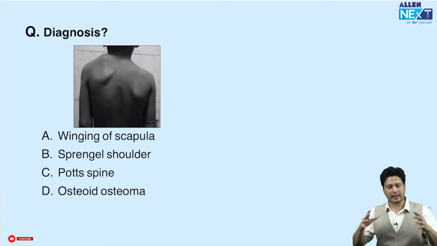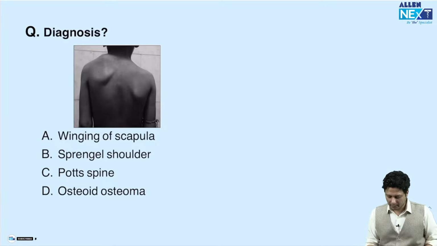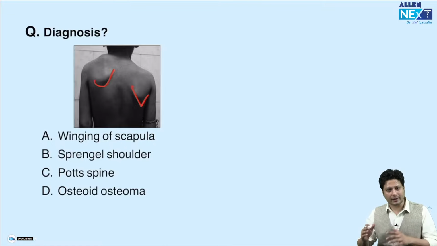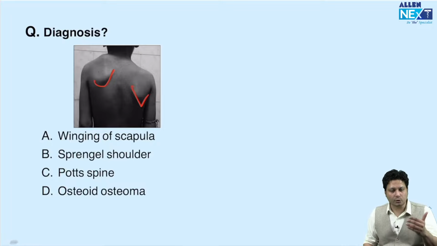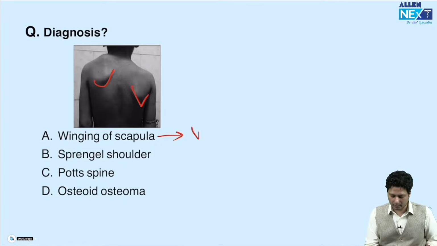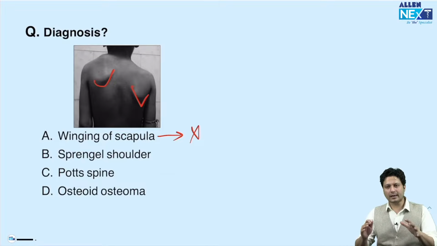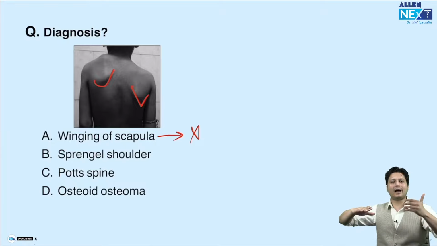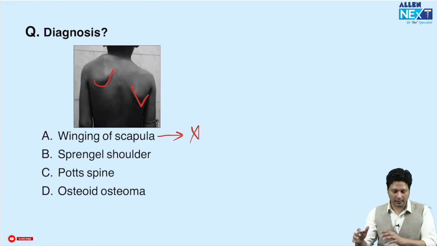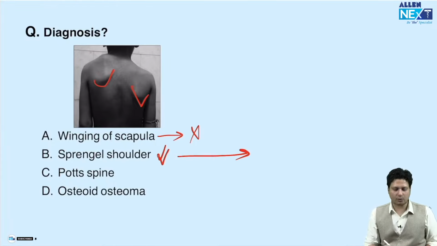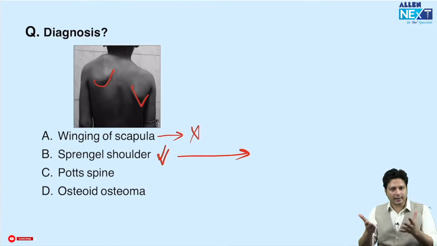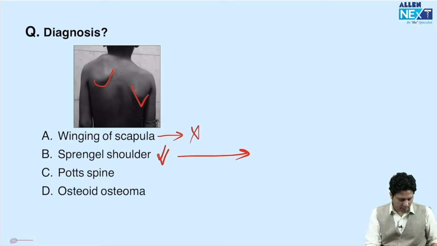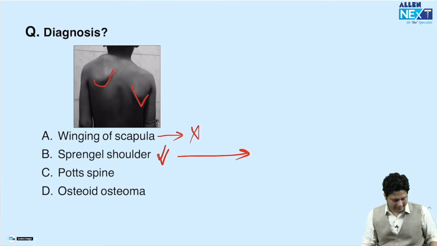They gave you the X-ray, they gave you the image of an individual who is having two different levels of the scapulae. You see, the scapula on the left side is higher, the scapula on the right side is lower. The first thing that might hit you is that we are looking at winging of a scapula. No, this is not winging of a scapula. Winging of a scapula means both the scapulae are at the same level. It is only that one scapula is more prominent compared to the other one. All right. It is basically the Sprengel shoulder, which is also known by the name of high-lying scapula or incomplete descent of the scapula.